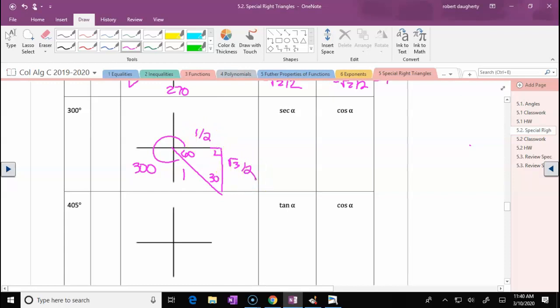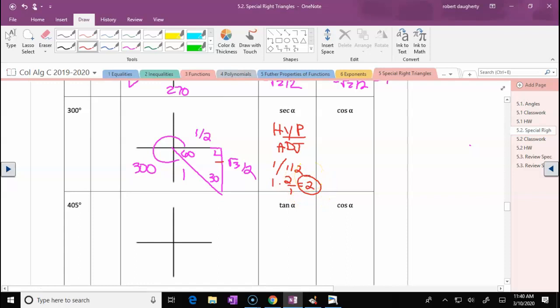But what goes with this one? Yeah, there's a negative in front of that one. Secant is the reciprocal of what? Cosine. So if the cosine is adjacent over hypotenuse, secant is what? Yeah, it's hypotenuse over adjacent. So that's going to be 1 over what? 1 over 1/2, which is 1 times 2 over 1, which is 2.